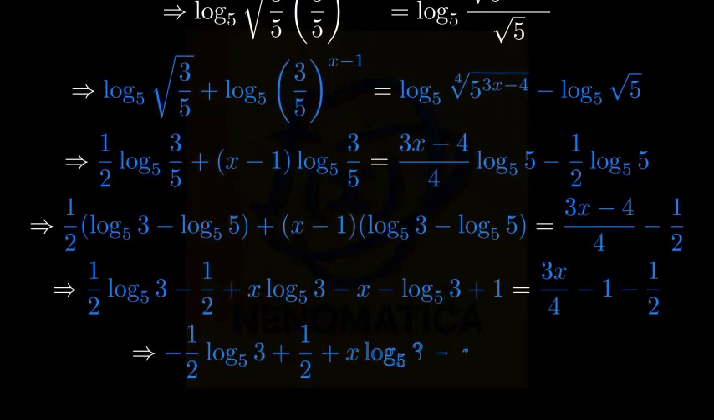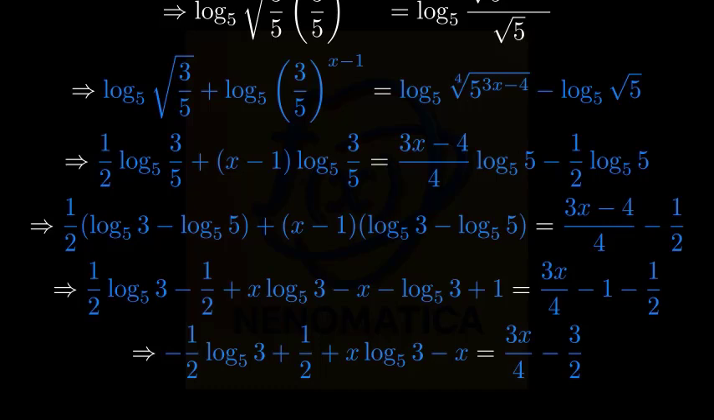We can combine 1/2 log base 5 of 3 and negative log base 5 of 3 to get negative 1/2 log base 5 of 3. Also, we can combine negative 1/2 and positive 1 to get positive 1/2. So the left side becomes negative 1/2 times log base 5 of 3 plus 1/2 plus x times log base 5 of 3 minus x, while the right side is 3x divided by 4 minus 3/2.